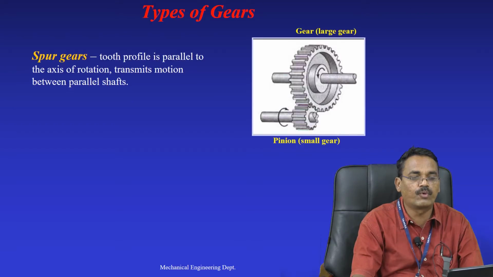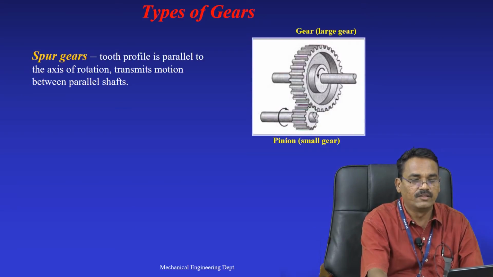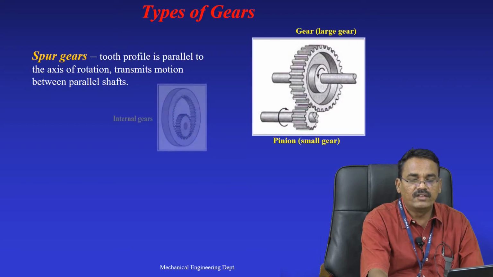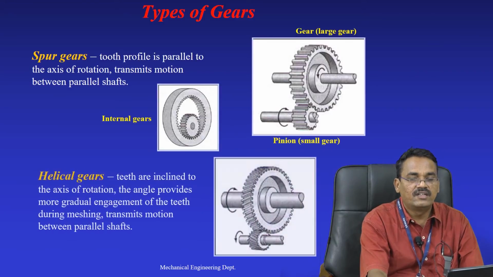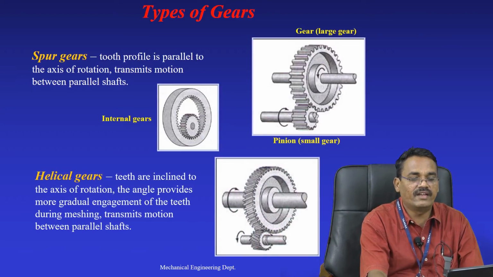It means the tooth profile which is parallel to the axis of rotation transmits the motion between two parallel shafts. Such teeth are called spur gear teeth. In the same way, the teeth may be externally meshed or internally meshed. In both figures, see that the teeth on the curvature of the gears are parallel to the axis of the shaft. Now let us see the second gear, which is called the helical gear.